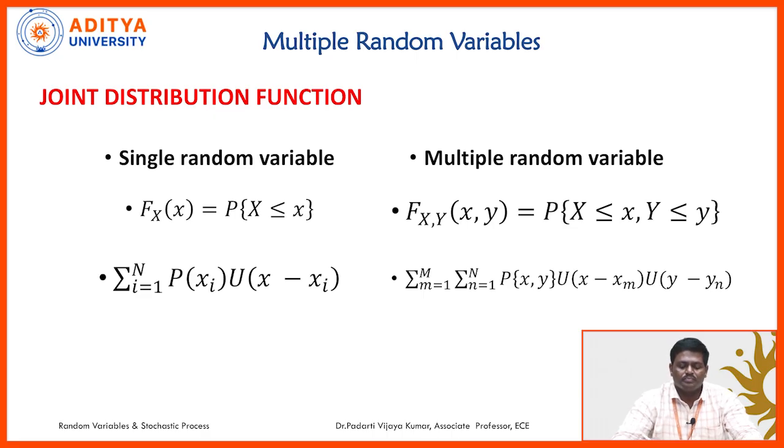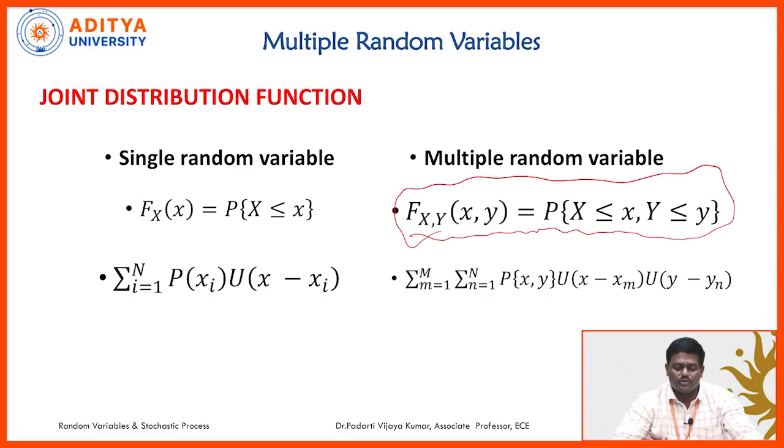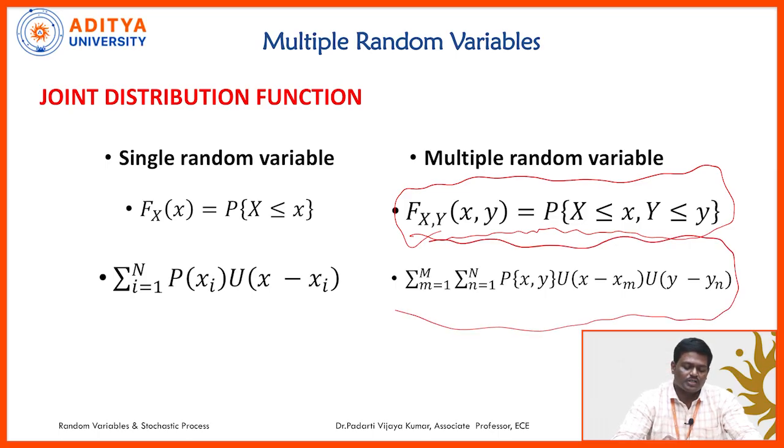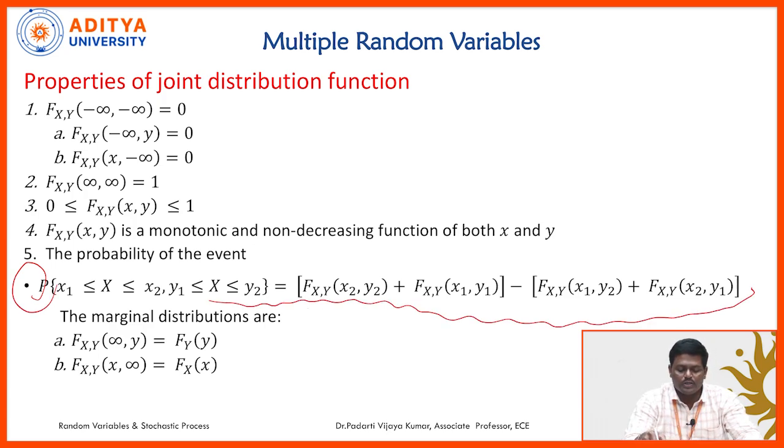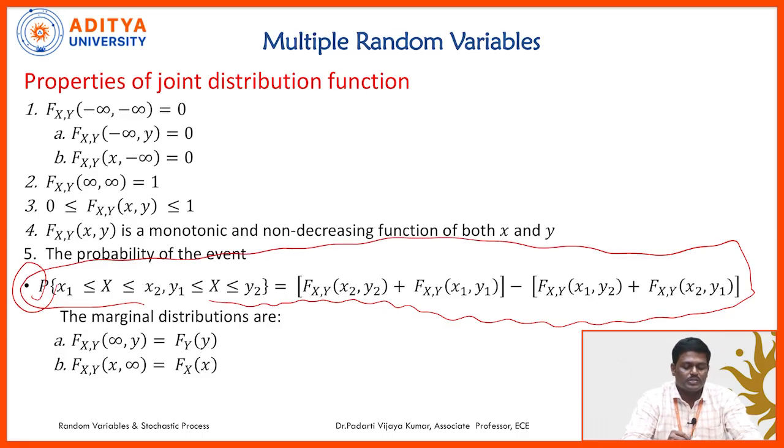We will recall them. The joint distribution function is generally denoted as F_XY(x,y), which is equal to the probability of capital X less than or equal to x and capital Y less than or equal to y. It is generally described in terms of unit step function for a discrete version, P(x_n, y_m) u(x - x_n) u(y - y_m). We have also seen the properties in the earlier sessions. The main property which we will be using is the fifth property, the probability of x1 < X <= x2, y1 < Y <= y2. If you want to compute the probability between any two limits, we will use this property.